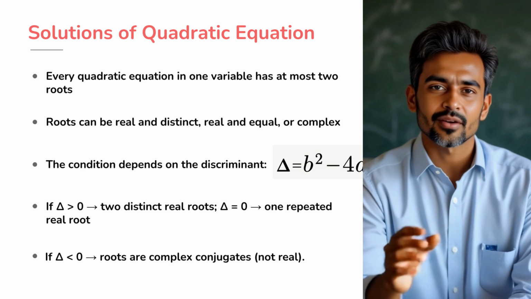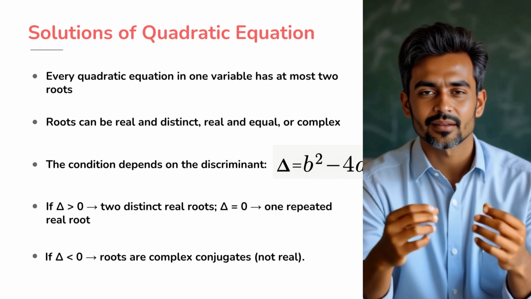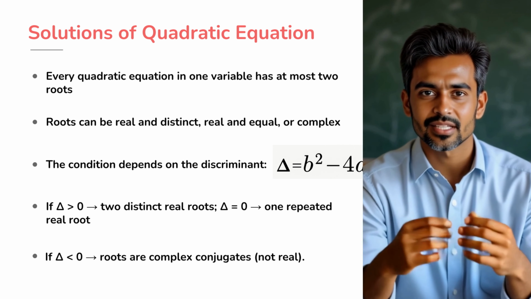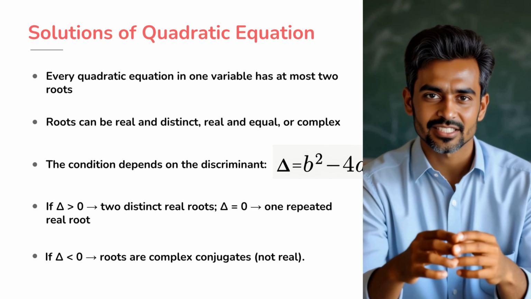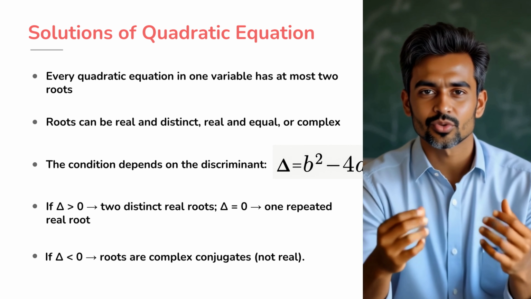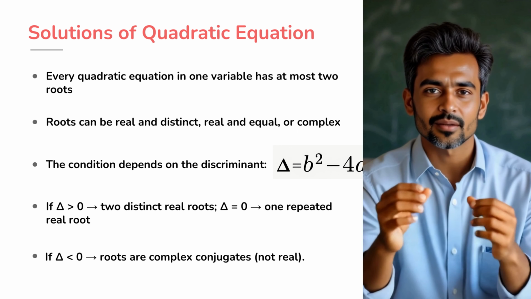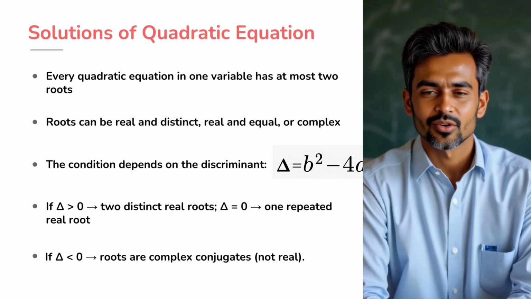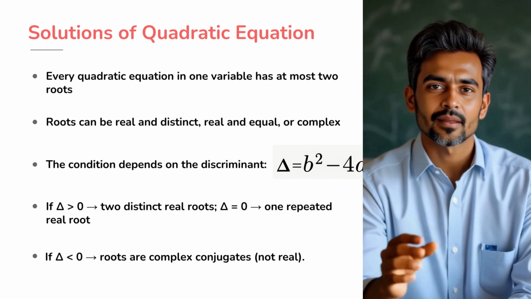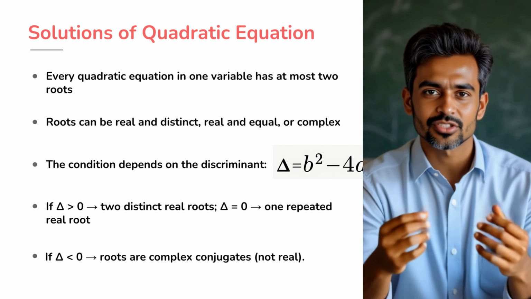How do we know in advance what kind of roots we'll get? That's where the discriminant comes in. The discriminant is D = b² - 4ac. If D is greater than 0, two distinct real roots. If D equals 0, one repeated real root. If D is less than 0, two complex roots. So the discriminant is like a shortcut to predict the nature of solutions.